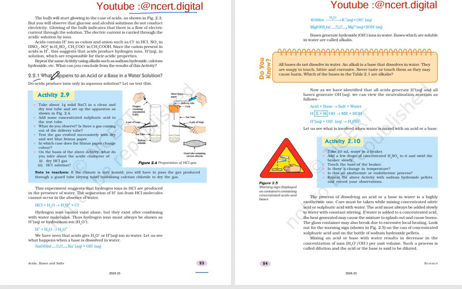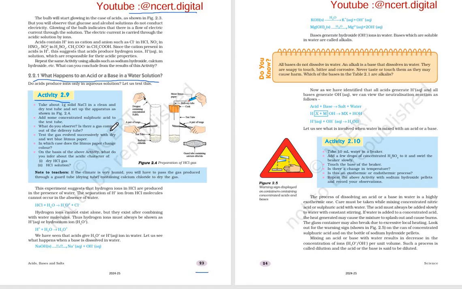2.2.1 What happens to an acid or a base in a water solution? Do acids produce ions only in aqueous solution? Let us test this. Activity 2.9. Take about 1 g solid NaCl in a clean and dry test tube and set up the apparatus as shown in Figure 2.4. Add some concentrated sulfuric acid to the test tube.